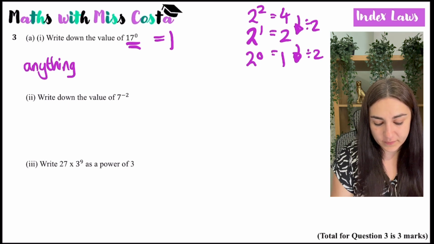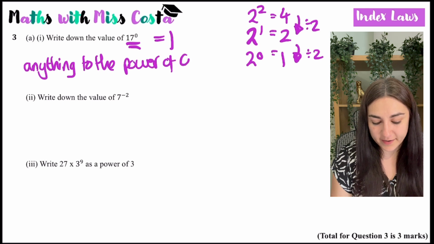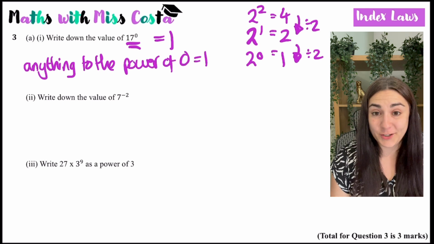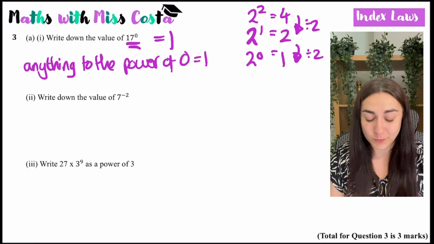Anything to the power of 0 is 1. So that is a super easy mark. Anything to the power of 0 is 1.